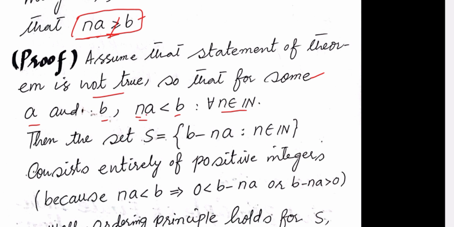Here, na is less than b, which implies if we shift na to the left side, this gives us 0 less than b minus na, or can be written as b minus na is greater than 0. This shows that b minus na is positive for every natural number n. So I construct a set S consisting of all those numbers which are of the form b minus na, and clearly these numbers are positive integers. So the set S consists entirely of positive integers.